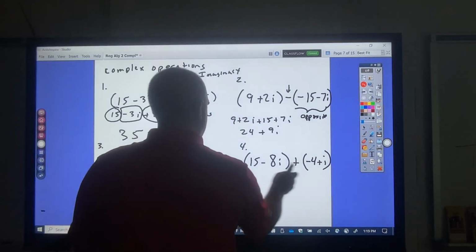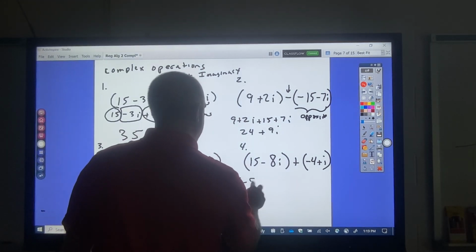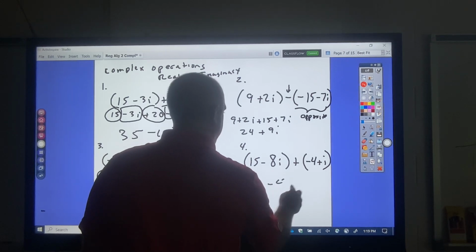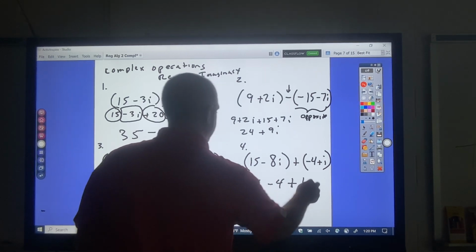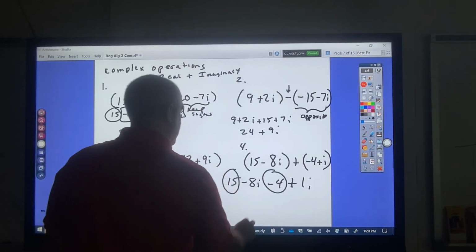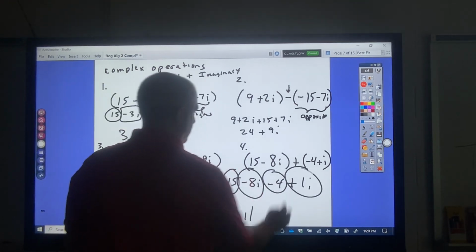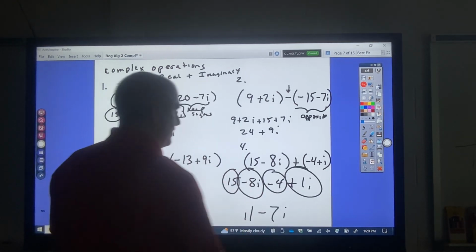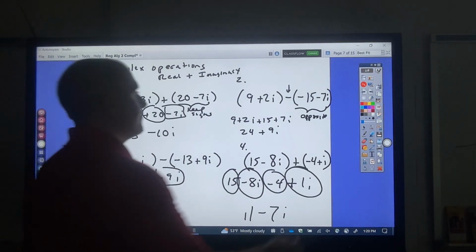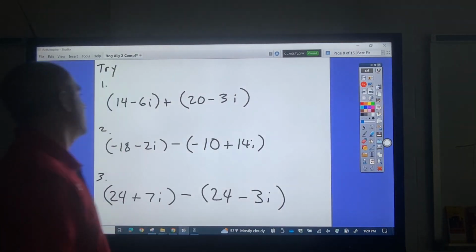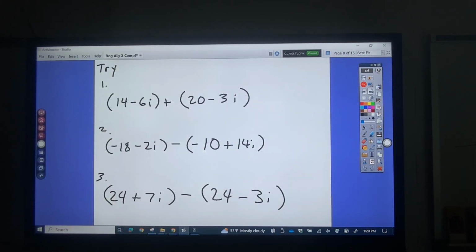Okay? This is addition, so I would want to keep those just like they are. Negative 4 plus 1i. So 15 minus 4 would be 11. Negative 8 plus 1 would be negative 7. Okay? All right, so you guys go ahead and try those.